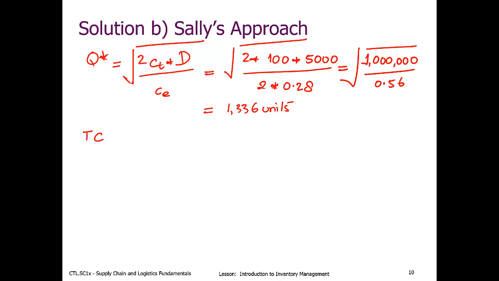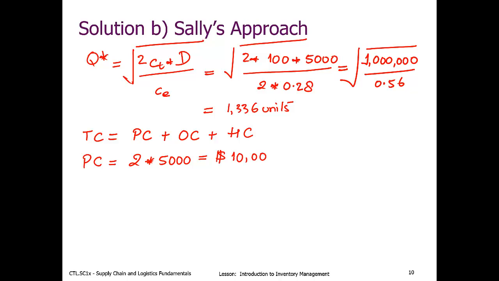Okay, so now that we have our EOQ number, the unit of 1,336, let's try and calculate the total cost using this EOQ. Once again, we will calculate the purchase cost plus ordering cost plus holding cost. So what is our purchase cost? Well, nothing has changed here, so it's $2 per item, and we order 5,000 units in a year, so this gives us 10,000.